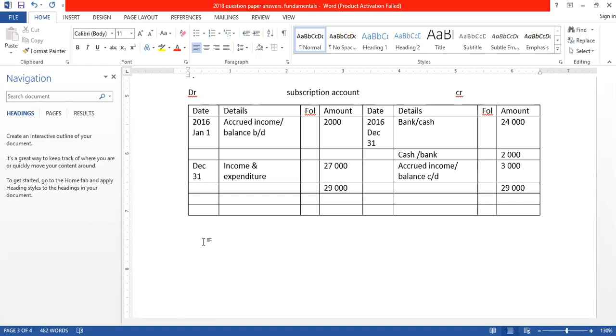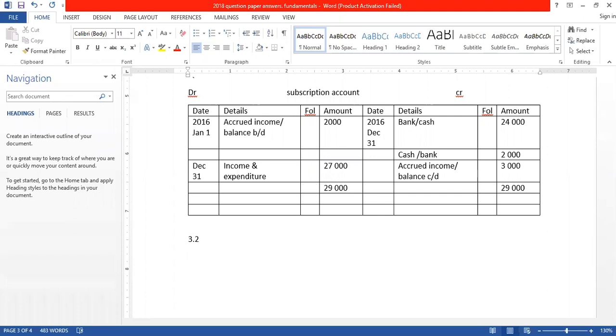Okay, so question 3.2. Our question is saying draw the income and expenditure account for the year ended 31 December 2016. The first thing that you always write is the heading. So make sure to write the heading first.